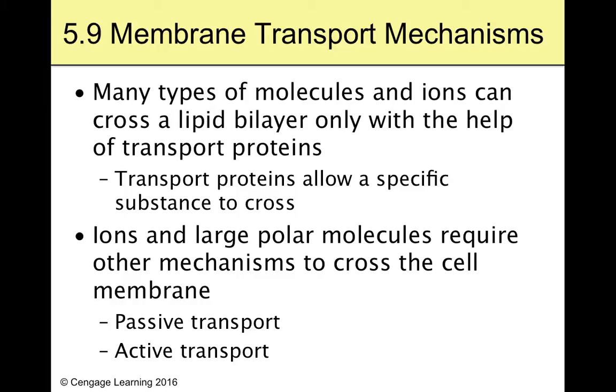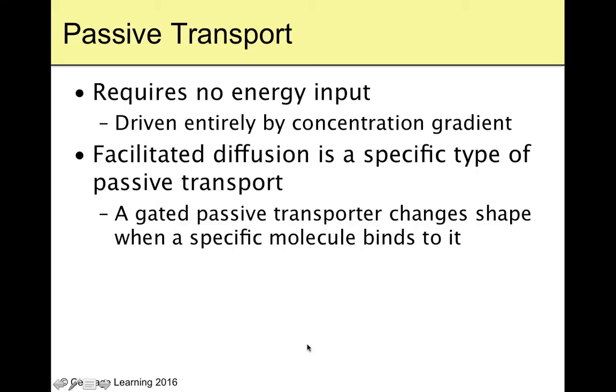When we start to look at transporting things, we have a lot of types of molecules and ions that can't cross a lipid bilayer, and they need some help from transport proteins. And transport proteins are very specific. You've got a calcium pump, and it just works with calcium. You have a water pump, and it just works for water. And glucose just fits glucose, and on and on it goes. Ions, these large polar molecules, they need some way to cross the cell membrane, and they have a couple of options available to them. There's passive transport, and there's active transport, and which one we're going to have to use kind of depends on their concentration gradients.